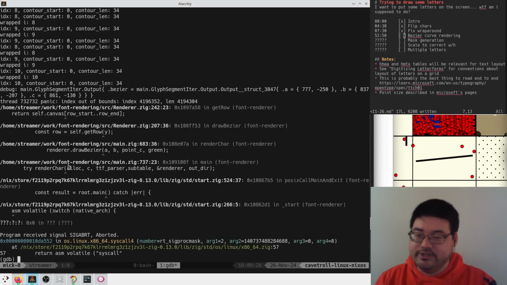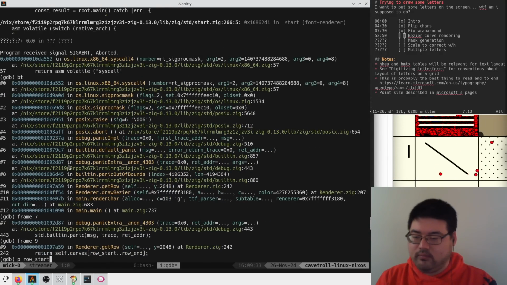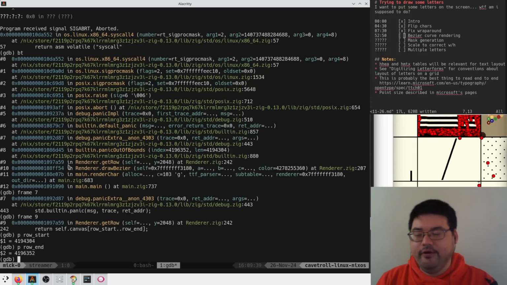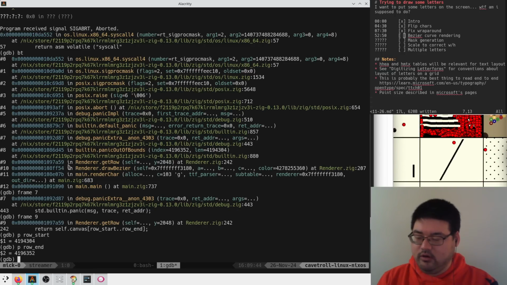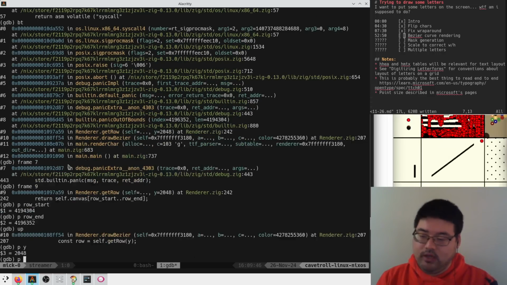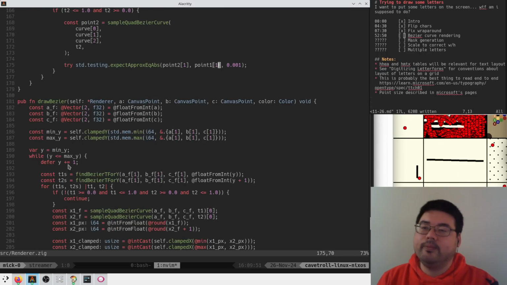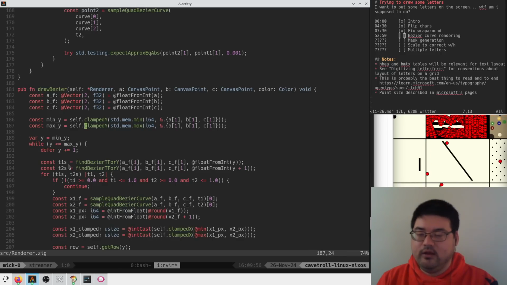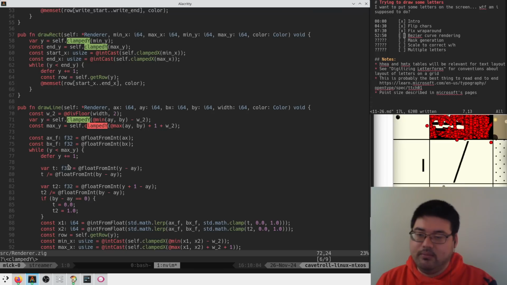Still got some crashes, huh? These do look out of bounds, huh? Oh wait, maybe not. P. Oh yeah, that is just out of bounds. So clamped Y is returning us in the range of calc height. And here, so that means that this has to be. I mean, it might just.